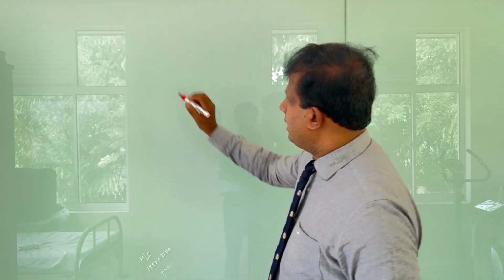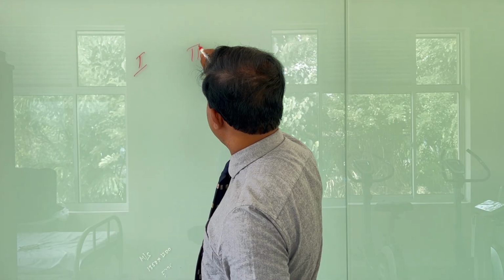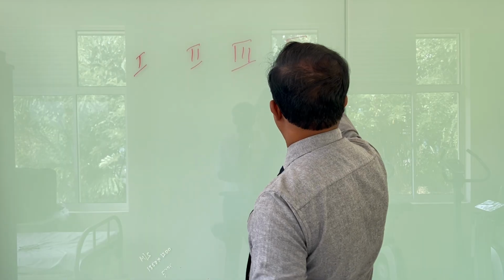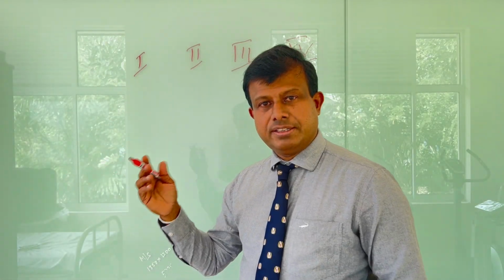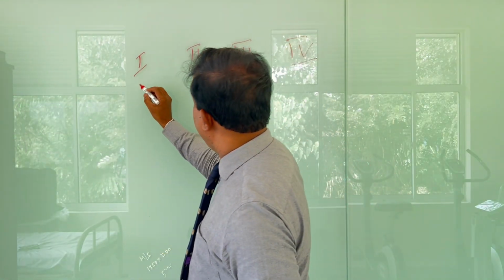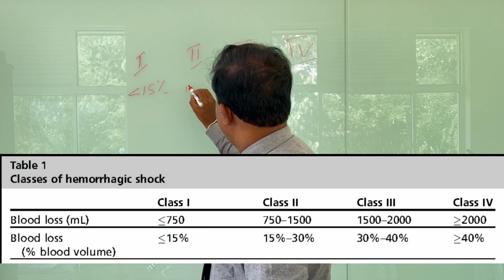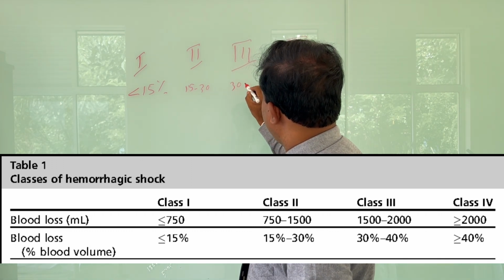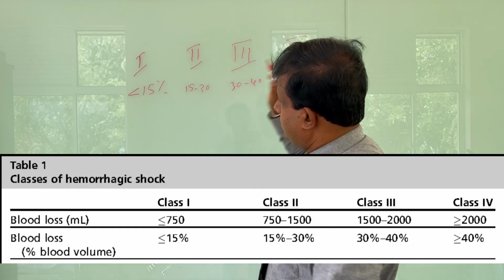Hemorrhagic shock we can classify into 4 classes: class 1, class 2, class 3 and class 4. And in fact, it is easy to remember the blood loss. The percentage is quite similar to the tennis scoring system. Class 1 is less than 15%, class 2 is 15 to 30%, class 3 is 30 to 40%, and class 4 is more than 40%.